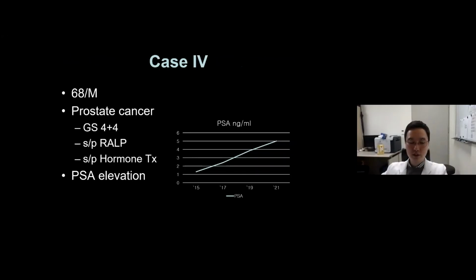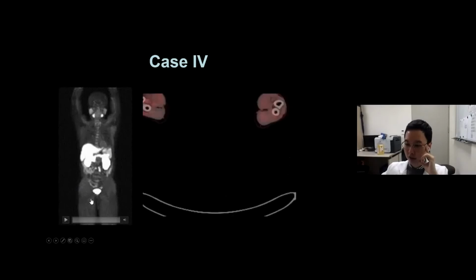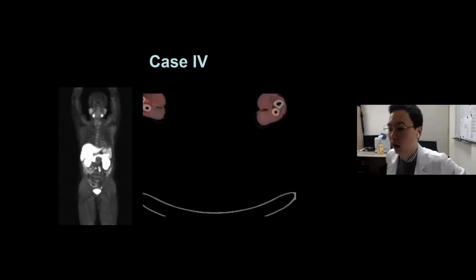Okay, the fourth case: a 68-year-old male patient had prostate cancer with a Gleason score of 4+4 and had surgery and hormone therapy. However, from 2015, there was a slow increase in PSA level. Because it was a biochemical recurrence, to see the focus, they did bone scans and CT images. However, the bone scan didn't pick out a recurrence.